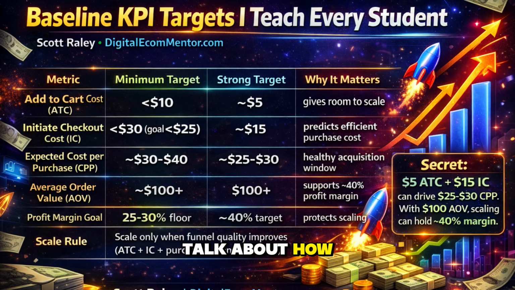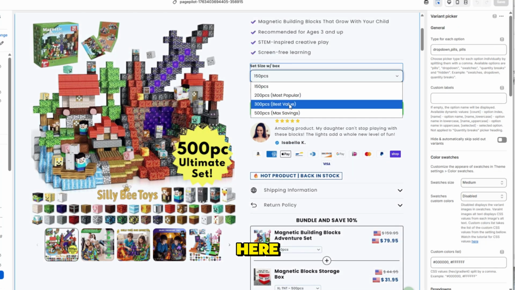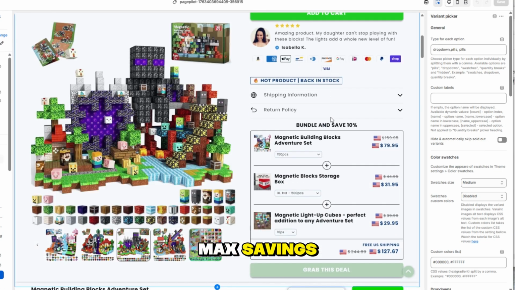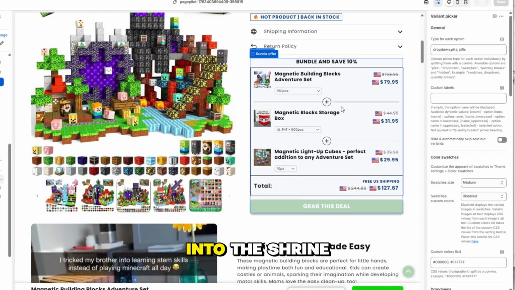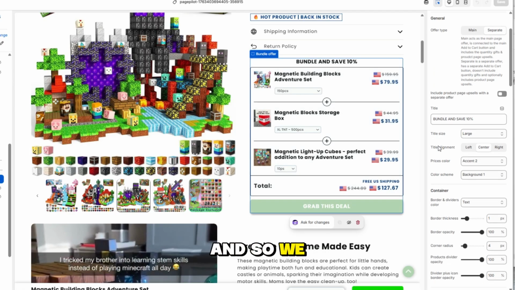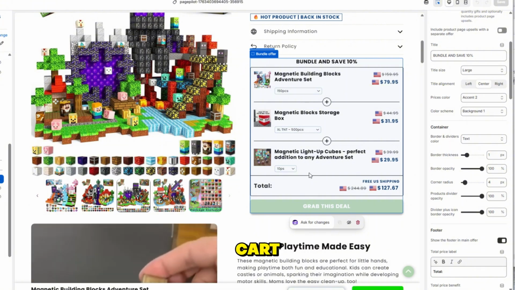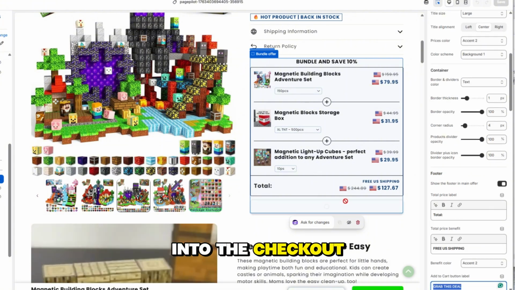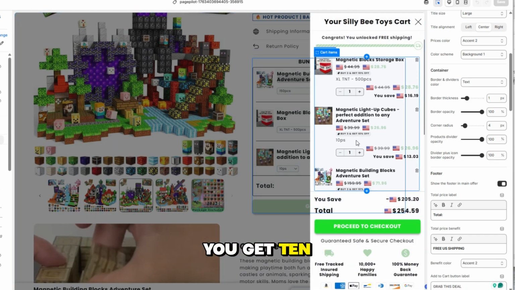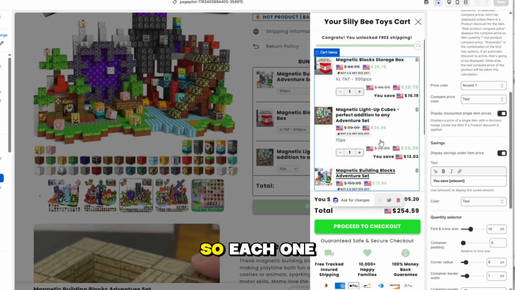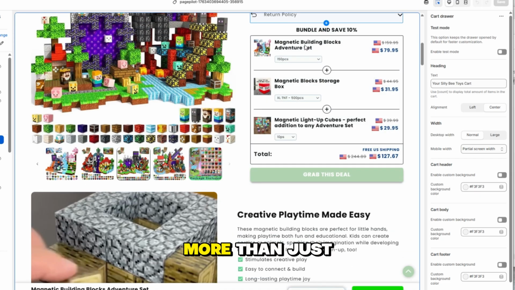Now I'm going to talk about how to set up your bundle offers, and how important it is that you not only have multiple sets up here as best value, max savings, but you have a bundle offer right down here, everybody. This is built right into the Shrine Pro theme. We tend to offer 10% off if they add any of these products into their cart. They're going to get 10% off at checkout. So you can see here, you get 10% off, 10% off, 10% off. Each one of these, they get 10% off on the whole order if they add more than just the main product.